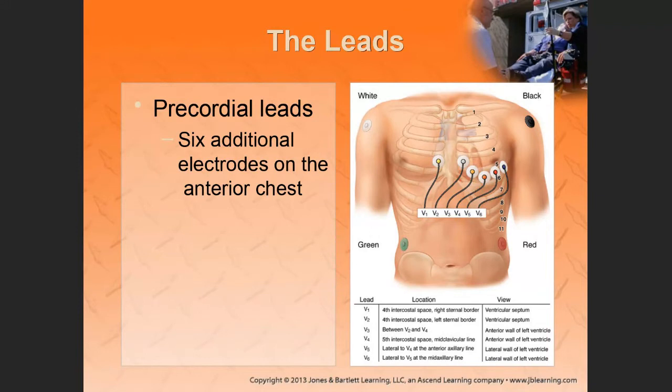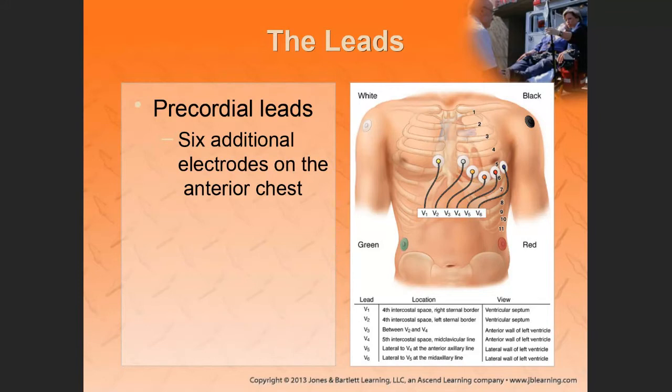And let me repeat it before I ask the question. So V1 and V2 look at the ventricular septum, so that's anterior. V3, V4 look at the anterior wall of the left ventricle, so that's also anterior leads. So V1 to V4 look at the anterior portion of the heart. V5 and V6 look at the left lateral wall of the ventricle, so it's left side.